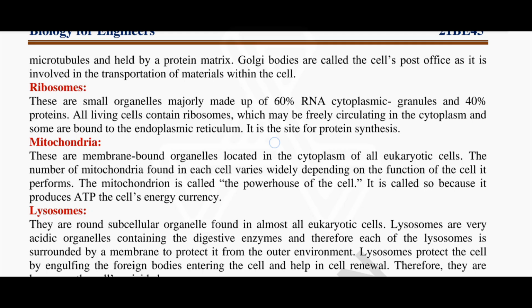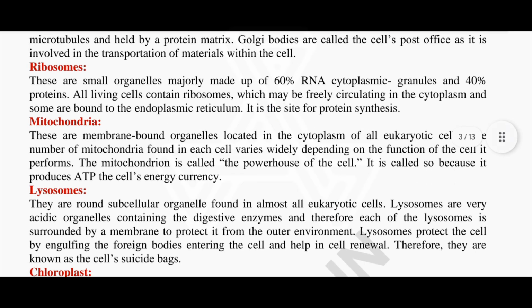Mitochondria. These are membrane-bound organelles located in the cytoplasm of all eukaryotic cells. The number of mitochondria found in each cell varies widely depending on the function the cell performs. The mitochondrion is called the powerhouse of the cell. It is called so because it produces ATP, the cell's energy currency.